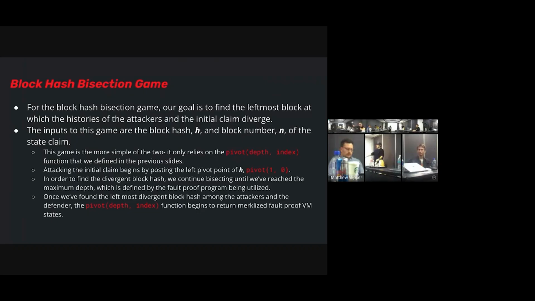So once we've actually found the leftmost divergent block hash among the attackers and the defender, the pivot function begins to return the Merkleized fault-proof VM states. And this is how we actually compose those two dispute games into one. And remember that multi-layered property of the pivot function that we discussed earlier. So now we're in the execution trace bisection game. It's kind of similar to the way that Canon works at the moment.